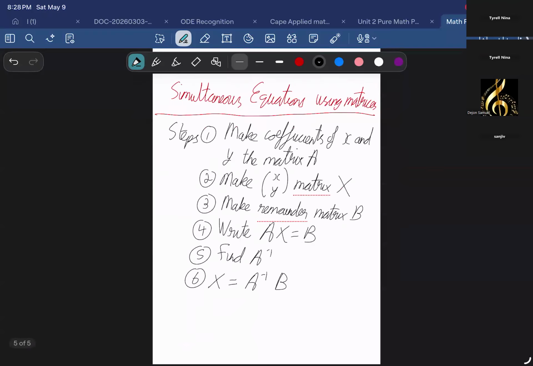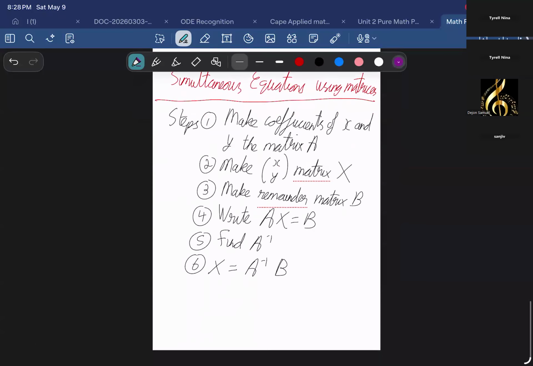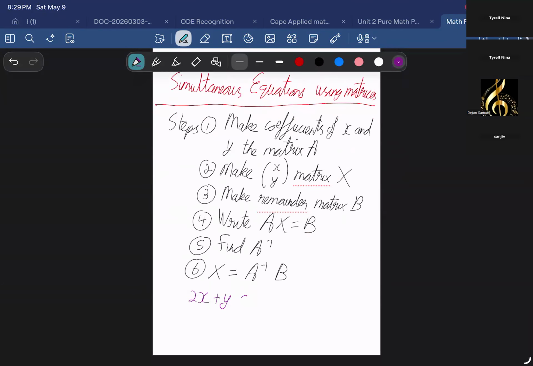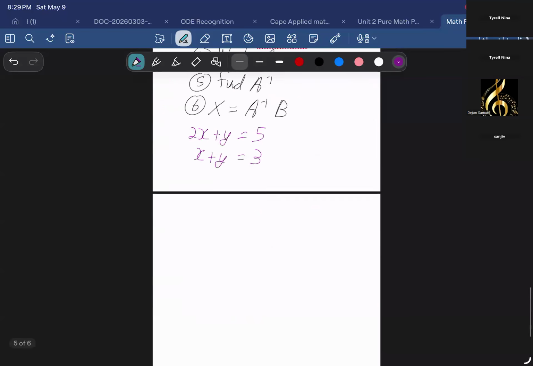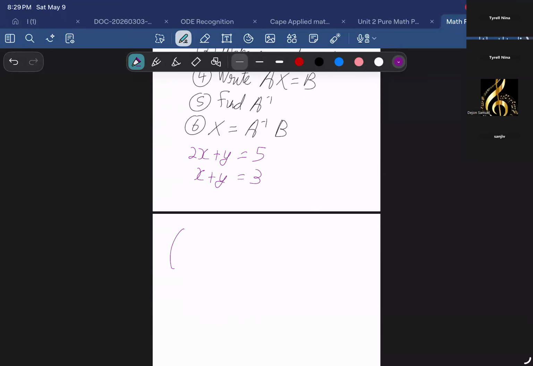So let's just say I have 2x plus y is 5 and x plus y is 3. Let's say I have something like that. I say, okay, I make the coefficients. A would be 2, 1, 1, 1. X would be x, y, equal B is 5, 3. So now I need to find A inverse.